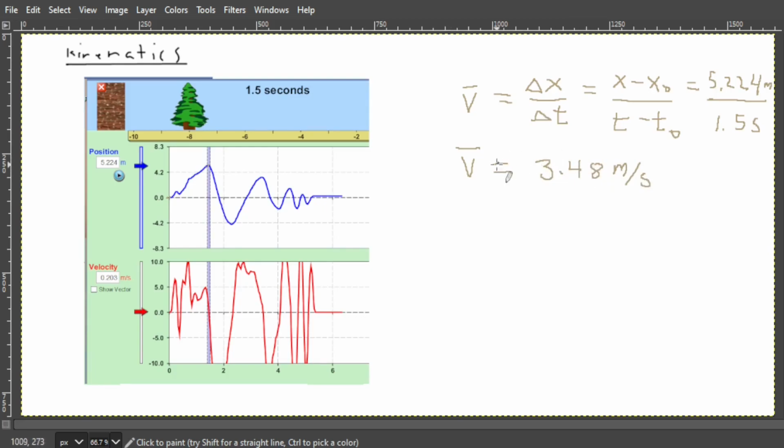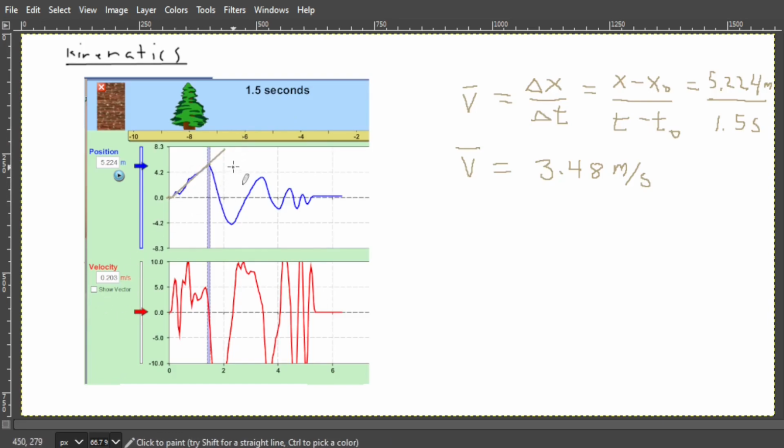And what does this average velocity do for us? Well, this average velocity is the constant velocity that would get us from point x equals 0 to point x equals 5.224 in the same interval of time. What's the line through these 2 points?